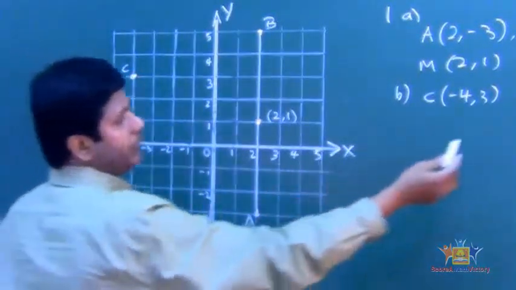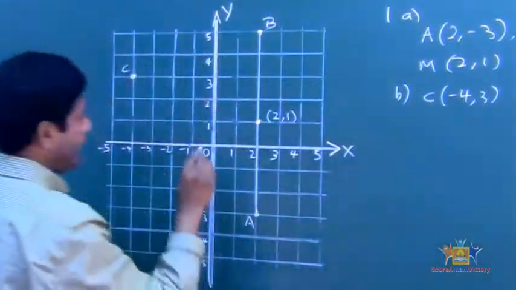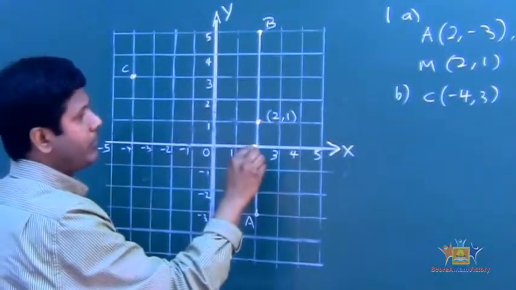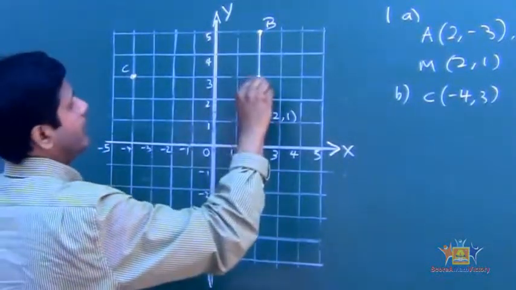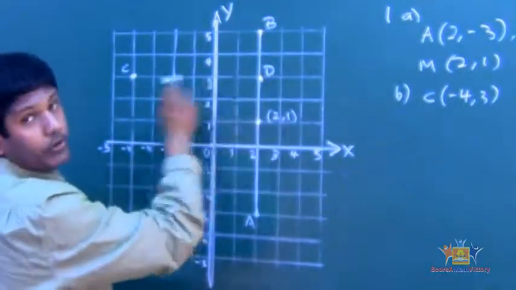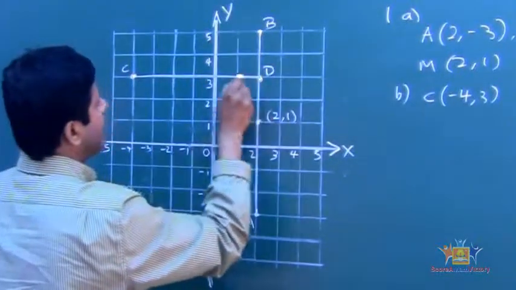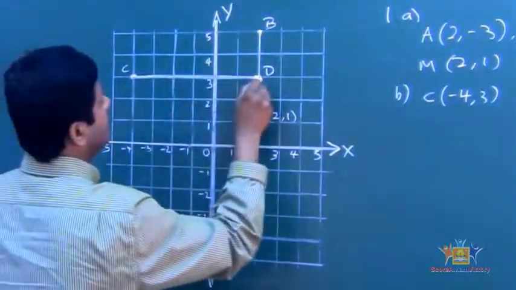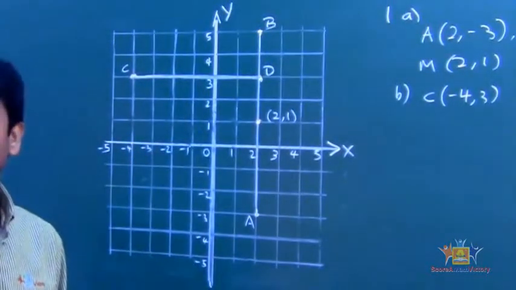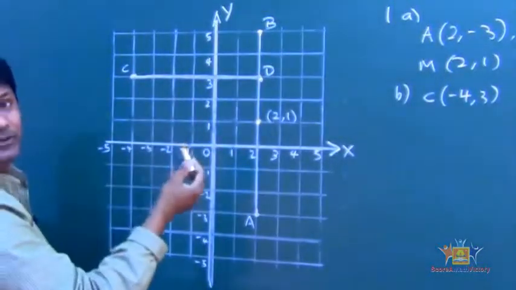Alright, then we're going to plot D. So D, so it's 2, 3. Again, the reference point is the origin. 2, 1, 2 to the right, and 3 up. 1, 2, 3, right there. And that's the D. And then we're going to join the C and D. That's the straight line right there. And we want to find the midpoint for CD. And it's a horizontal line. It's pretty easy, isn't it? We're just going to find the distance and then divide that by 2.